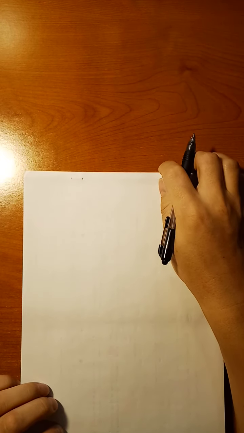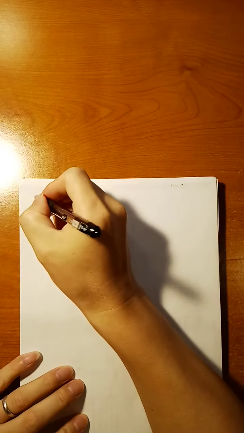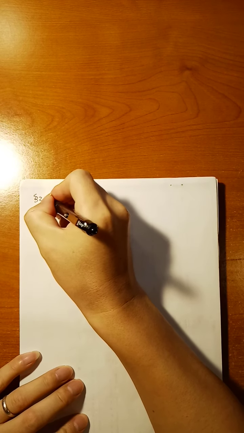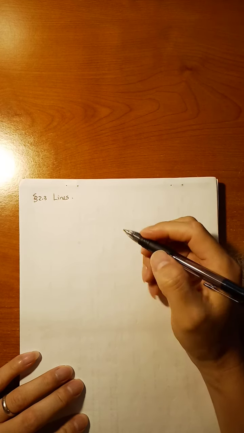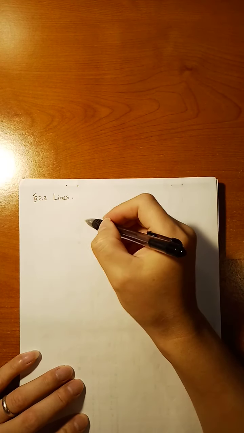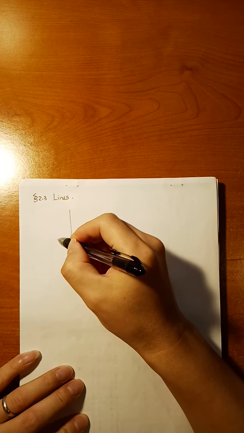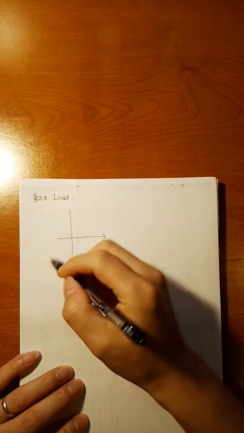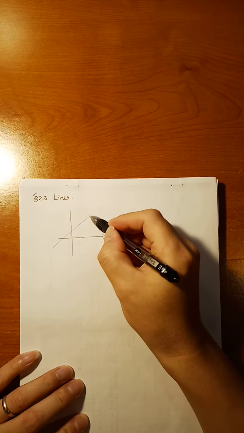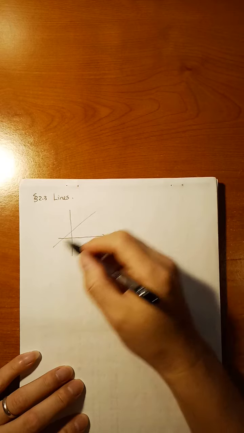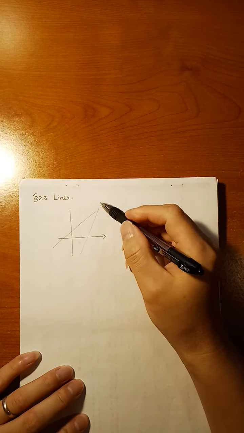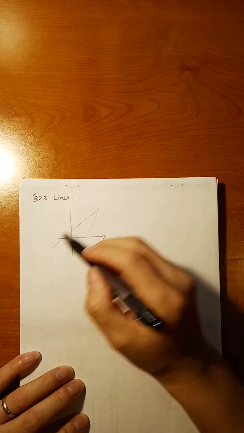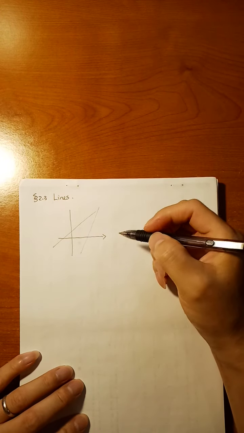Okay, now let's talk about section 2.3. Lines. Okay, lines in the XY plane. When you have a general line, it looks like this, possibly, or it looks like this. So sometimes the line is more steep, sometimes the line is more horizontal.